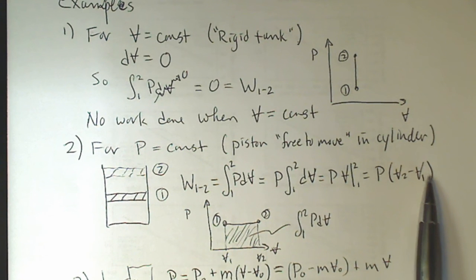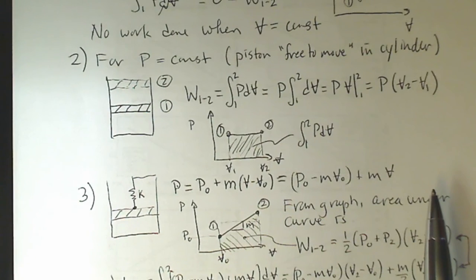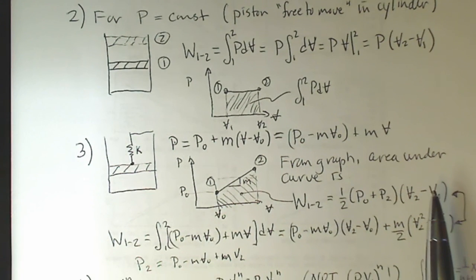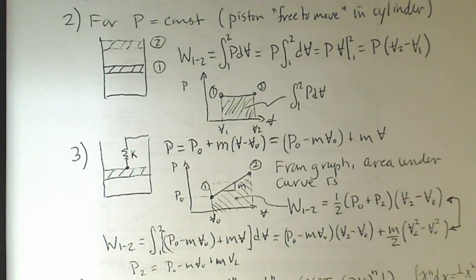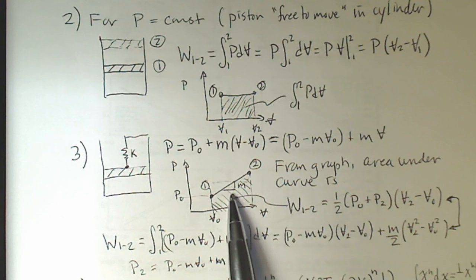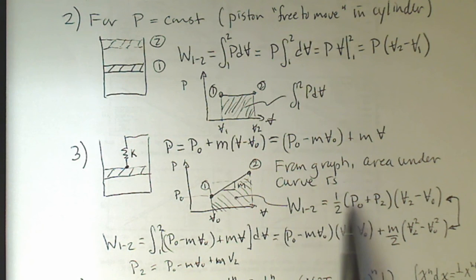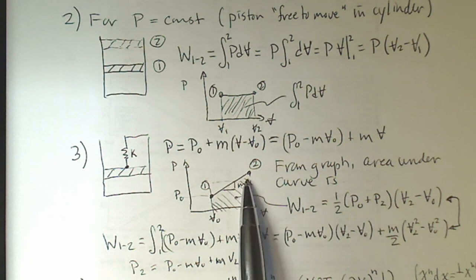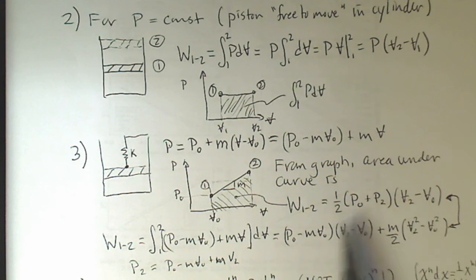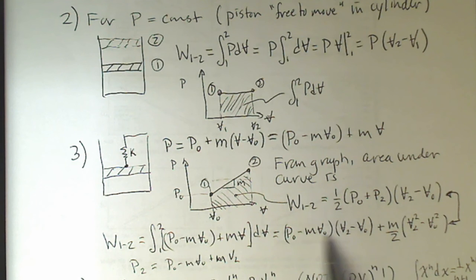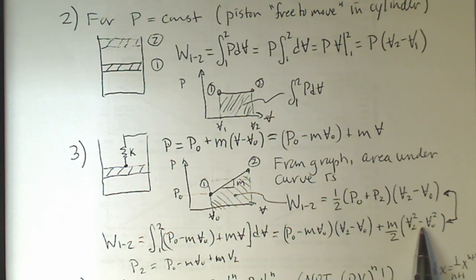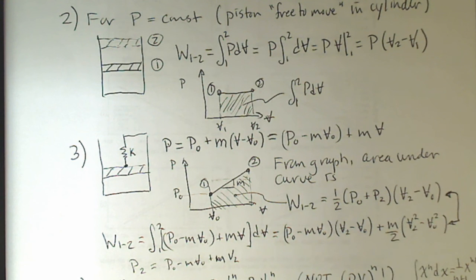The third example was for the linear spring, where the pressure increases linearly with the volume. And in this case, the graphical evaluation is the more straightforward, that we just need the average pressure during that process multiplied times the change in volume for that process. Or we can go through the calculus and come up with a slightly more glorious expression, but will give us the same numerical result.